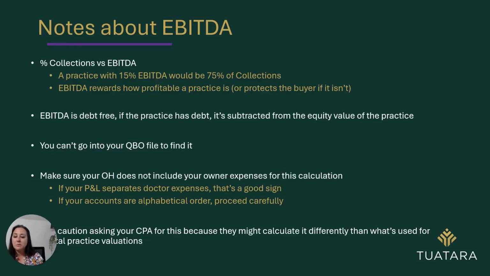When you do, please be sure that your overhead, so remember that happened at the top of our calculation, make sure that that does not include your owner expenses. If you look at your P&L and there is a separate section for doctor's expenses, that's a good sign that likely they're not buried in your overhead. If you look at your P&L and your accounts are showing up in alphabetical order, proceed with caution. That likely means that you could have owner's expenses mixed in with your overhead, and you just want to be sure you separate those out when you do this calculation for yourself.